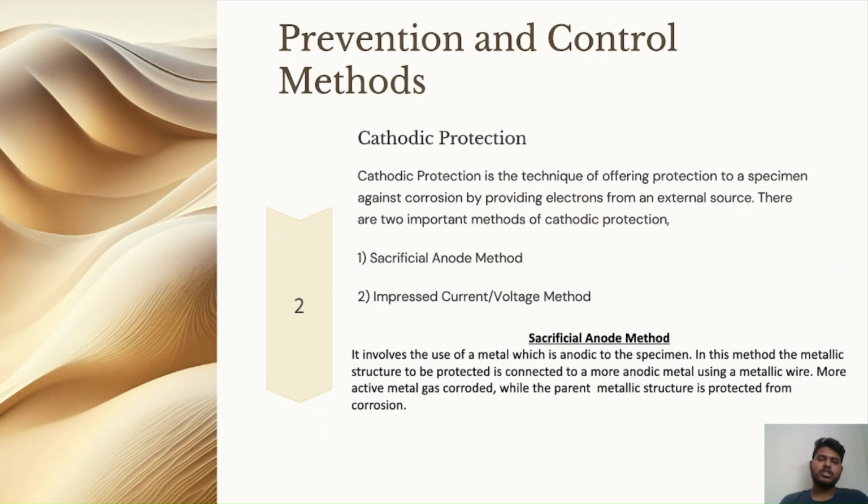Cathodic protection. Cathodic protection is the technique of offering protection to a specimen against corrosion by providing electrons from an external surface. There are two important methods of cathodic protection: sacrificial anode method, impressed current or voltage method. So let's talk about sacrificial anode method. It involves the use of a metal which is anodic to the specimen. In this method, the metallic structure to be protected is connected to a more anodic metal using a metallic wire. The more active metal gets corroded, while the parent metallic structure is protected from corrosion.